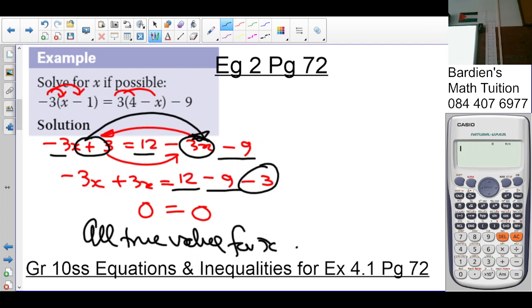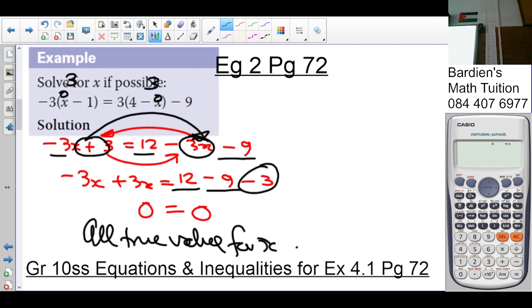Let's give it a try. Let's try x to be 0. It's going to be 0 minus 1, which is minus 1 times 3 is negative 3. Can you see that? Yes. I put 0 through here. It's going to be 4 minus 0 is 4 times 3 is 12, minus 9 is 3.